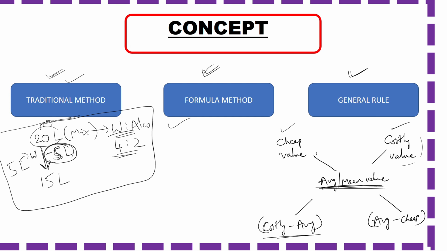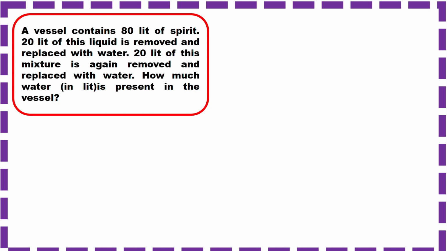And whenever we are applying the alligation rule, we can follow any one of these methods, but the formula method has some limitations. Let's move on to the first question. We'll solve different models, and in the upcoming videos we'll move on to some more advanced models.